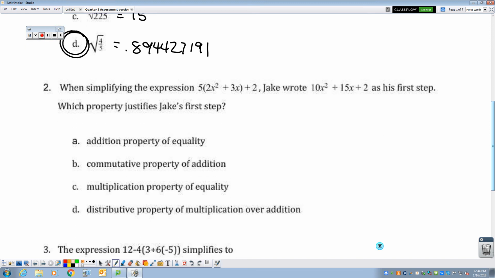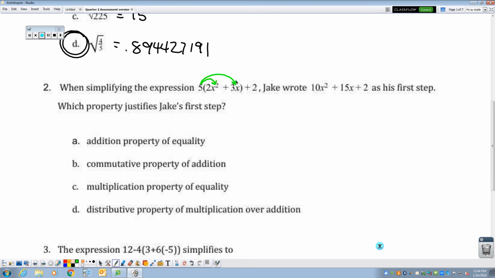Number 2, when simplifying the expression 5 times 2x squared plus 3x plus 2, Jake wrote 10x squared plus 15x plus 2 as his first step. What property justifies Jake's first step? Well, the first thing I noticed is that his parentheses disappeared. And the reason his parentheses disappeared is because he went through and multiplied like that.